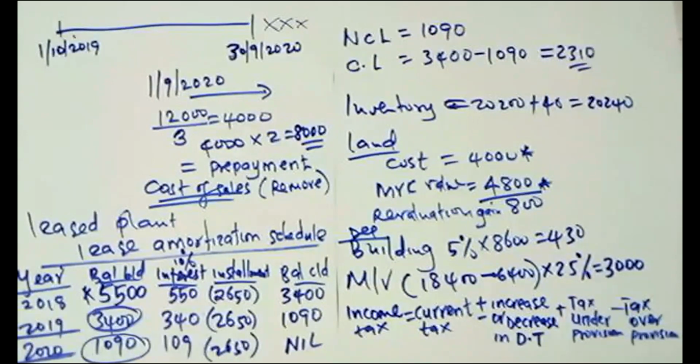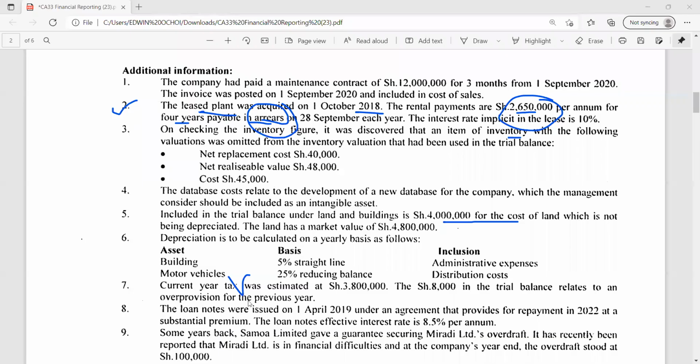So in this scenario, there was not much information. They just said that the current tax is 3.8 million. We just minus the over provision. So we get 3,000. 3,000 or what?